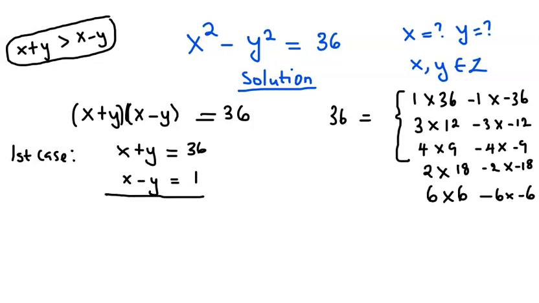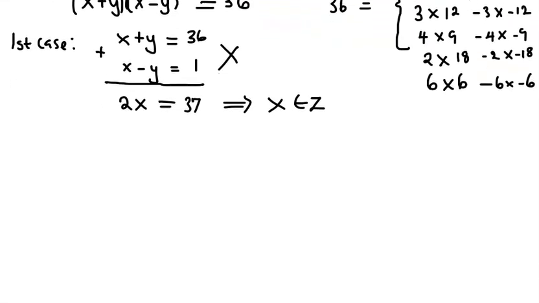So here, we're going to solve these equations simultaneously. If we add both equations, y will be eliminated. Then we have x plus x, which is 2x, equal to 36 plus 1, which is 37. Divide both sides by 2, and you will see that x is not an integer here, right? So this case is not giving us our solution. Then let's go to case 2.